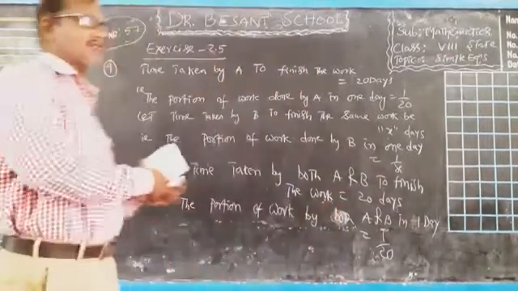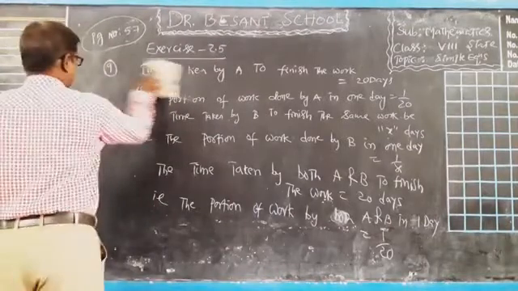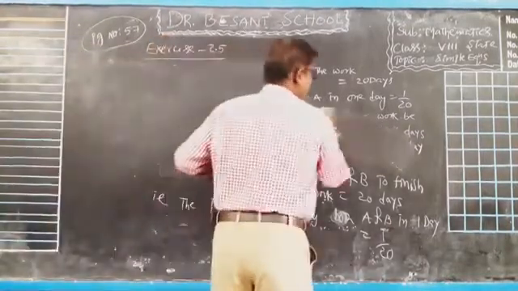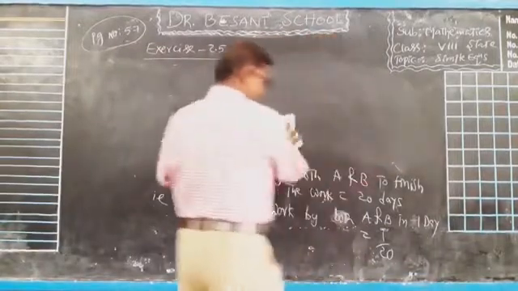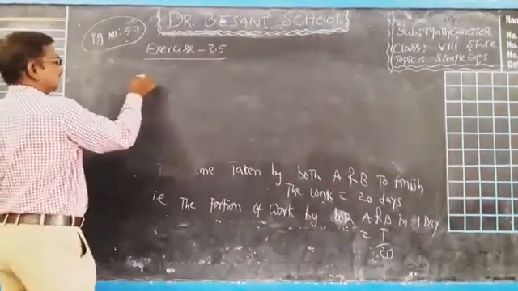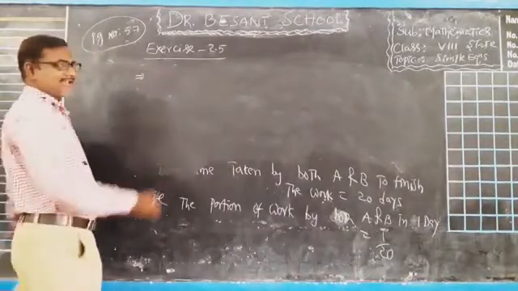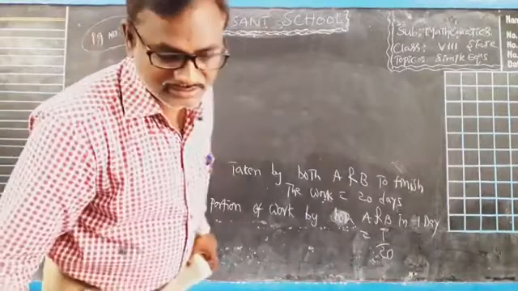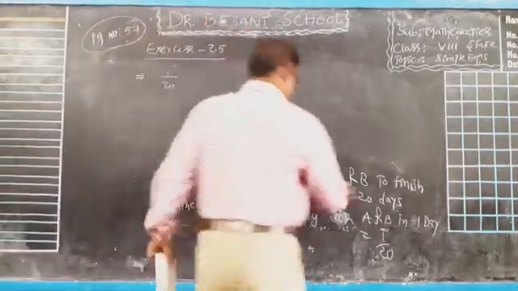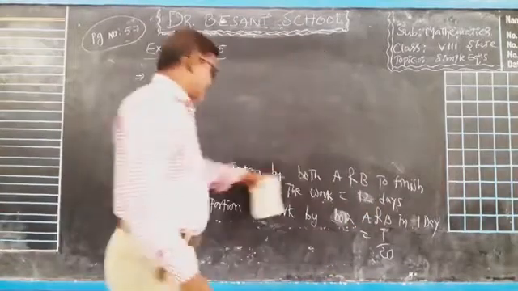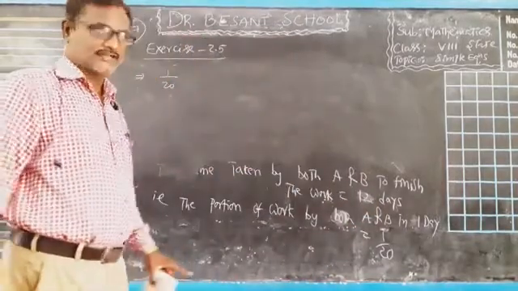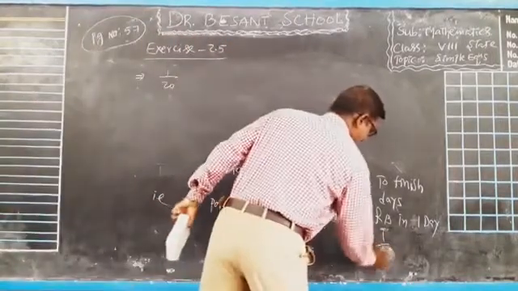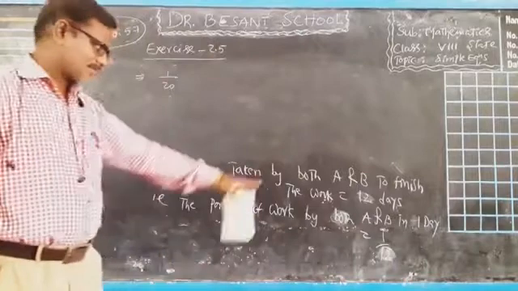Listen to me. How will we write this working? Let me continue. In the last step, we have the portion of work done by both A and B in one day as 1 by 20th part. No, this is not 20, it is 12 days. I am extremely sorry, children. Time taken by both A and B to finish the work is 12 days, not 20 days. The portion of work done by both A and B in one day is 1 by 12th part, not 1 by 20th part.